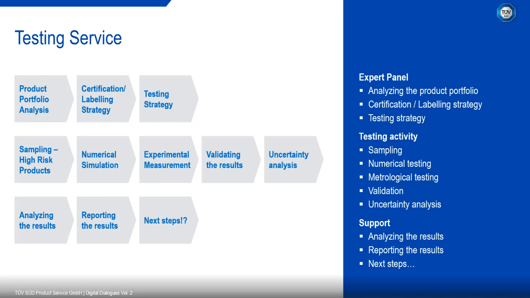Testing activities include sampling by statistical analysis, numerical and metrological testing, and uncertainty analysis where applicable. We will support you by analyzing the test results and test reports to identify what is the next step to obtain your MR label.